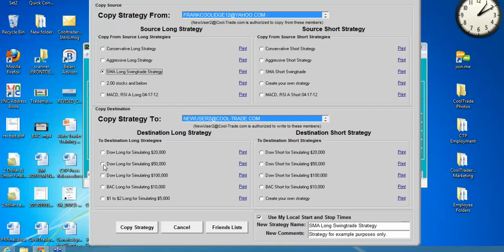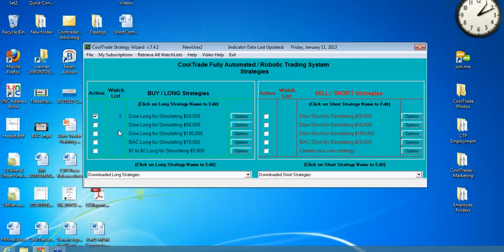You put a check mark next to it, and then you go ahead and rename it over here, whatever you want to call the strategy, and then you just click copy strategy, and it's going to pull it in for you. Then you just put a check mark next to it, and the robotic trader will carry it out immediately. Great. So let me ask a question I have with that.